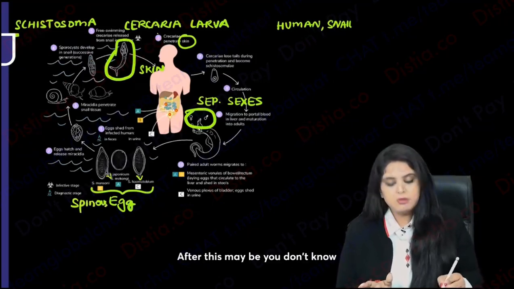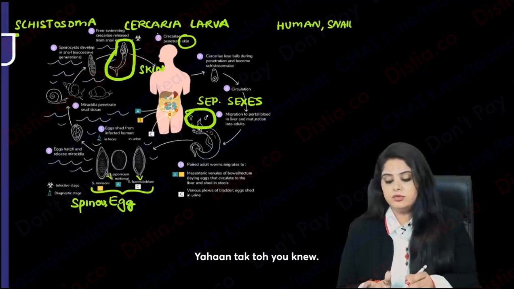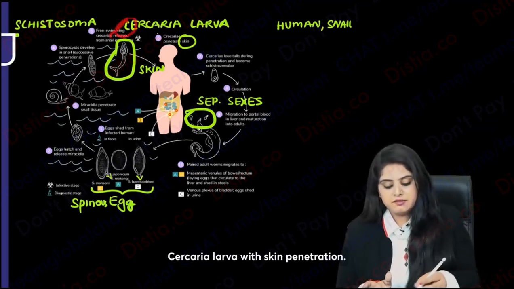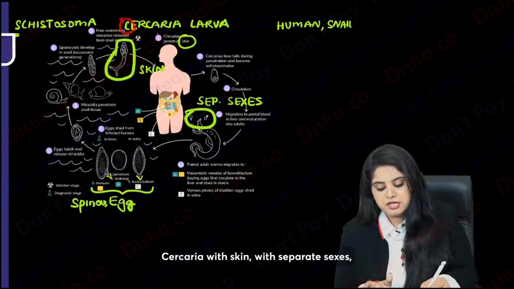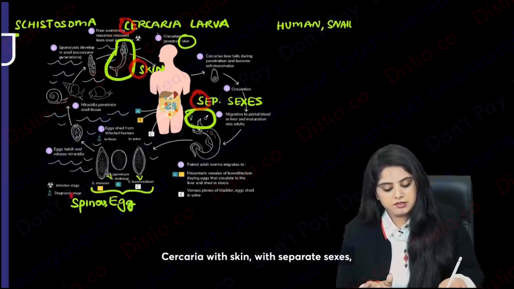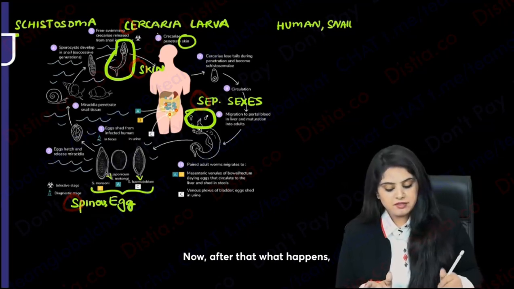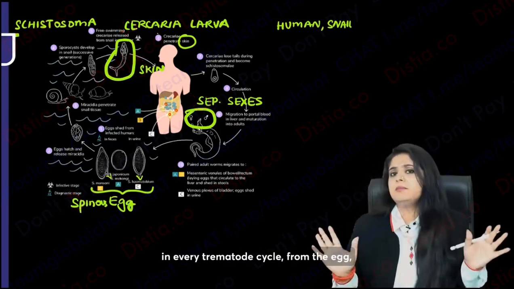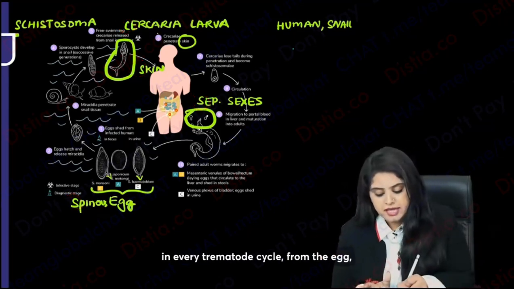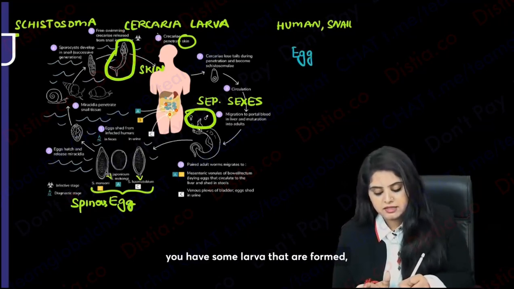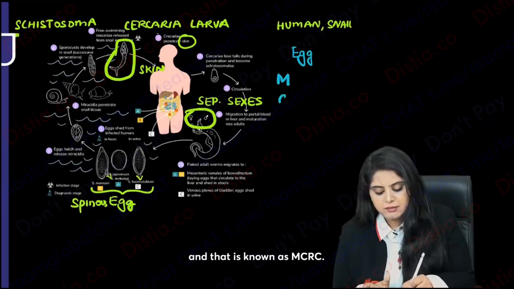Okay, after this, maybe you don't know the rest of the life cycle. Up to here you knew: Cercaria larva with skin penetration, with separate sexes, with spinous eggs. Now after that, what happens? In every trematode cycle, from the egg, you have some larvae that are formed, and that is known as MCRC.